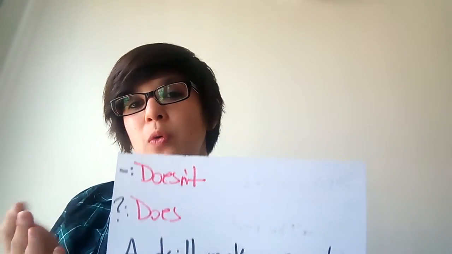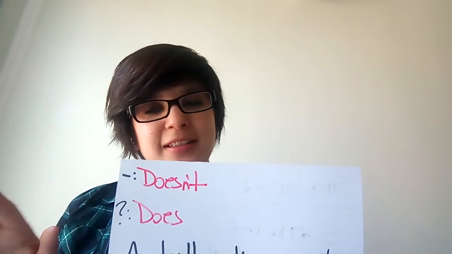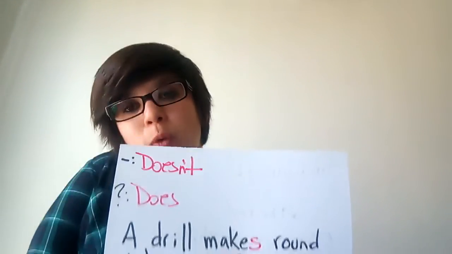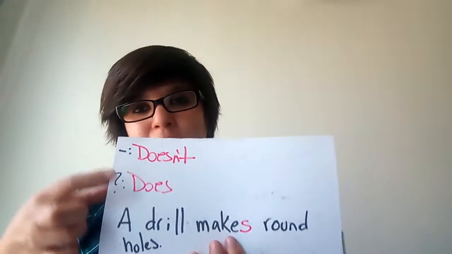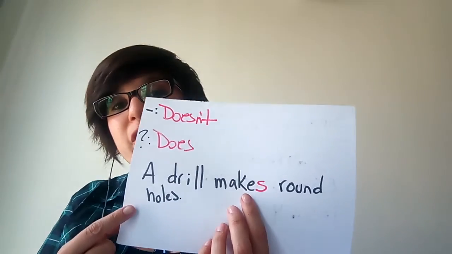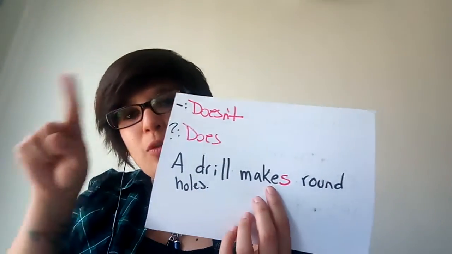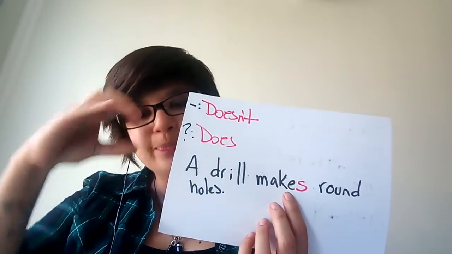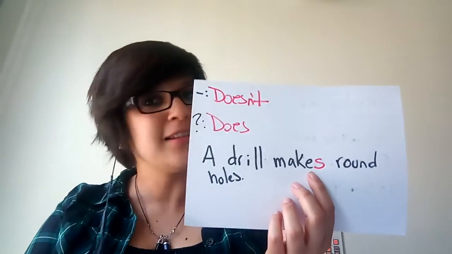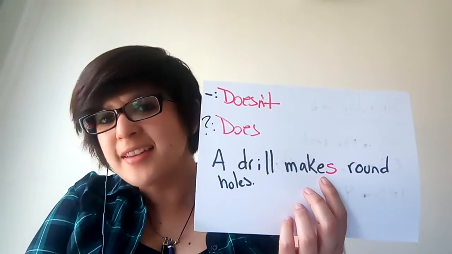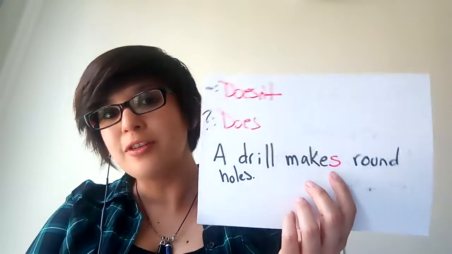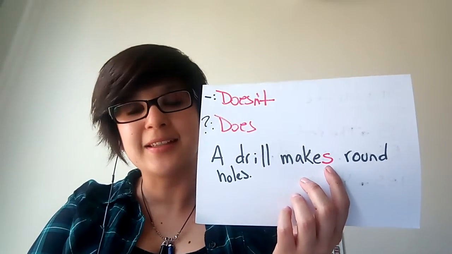And if we want to make a negative sentence, you have to add doesn't. If you want to ask a question, you have to add does. For example, we have here a drill makes round holes. Okay, and as you can see, the verb doesn't end in Y, O, X, CH, double S, or SH. Therefore, you have to put the S.